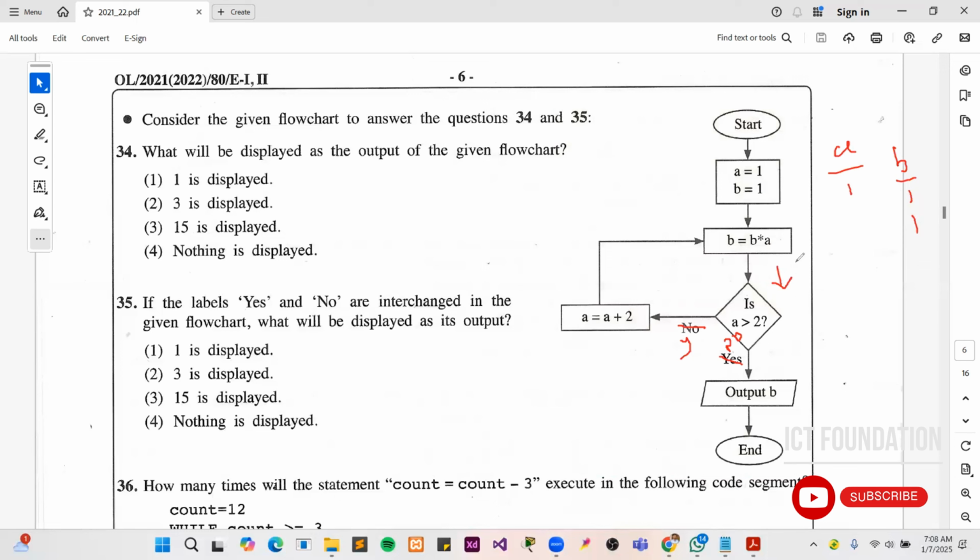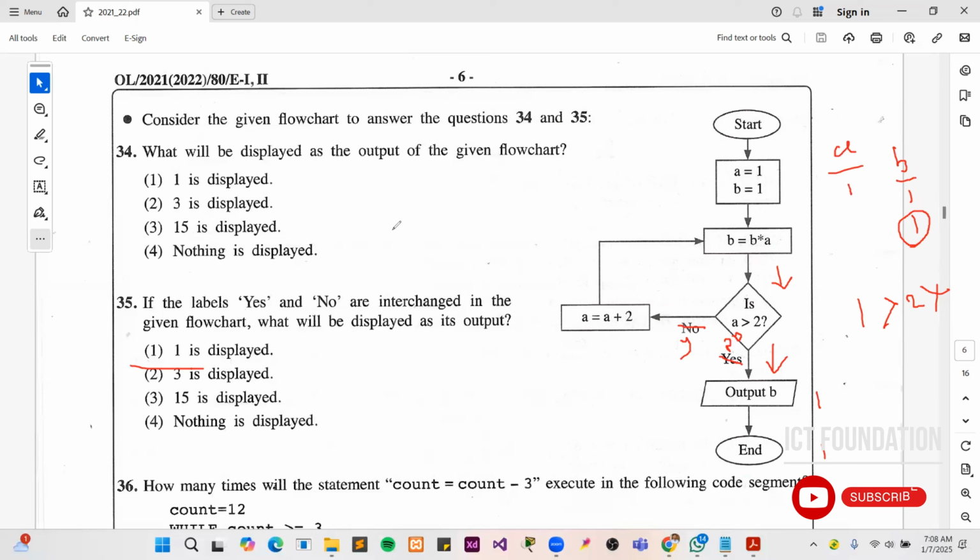So in here we have to check A, 1 greater than 2. That's wrong, right? So you will come here, right? So output B. What's the value of B now? 1. So 1 will be displayed. Finally, you will terminate this algorithm. So 1 is the output. So 1 displayed is the correct answer.